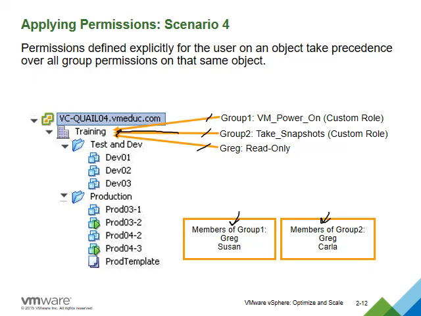Now, assume also that the propagation to the child objects is enabled on all the roles. Even though Greg is a member of both Groups 1 and 2, he gets the read-only privilege to the training data center and all the objects under it. Greg gets read-only privilege because explicit user permissions on the object take precedence over all the group permissions on the same object, which is the training data center.